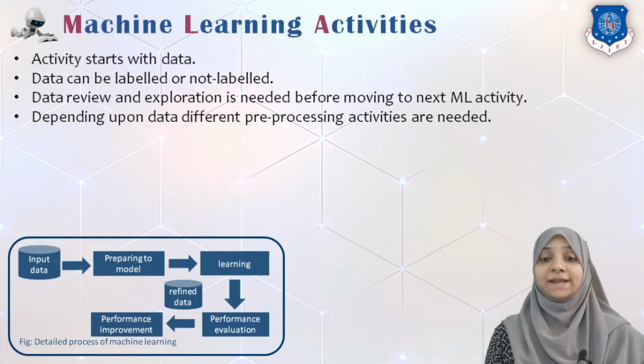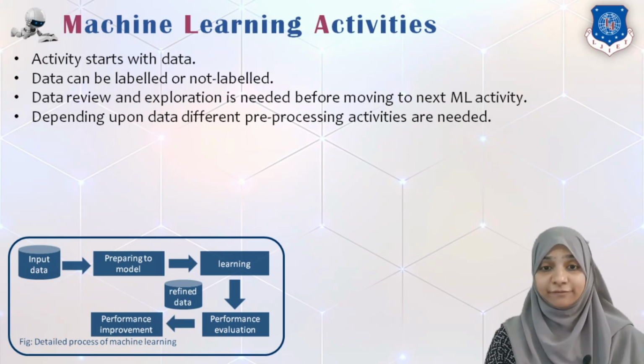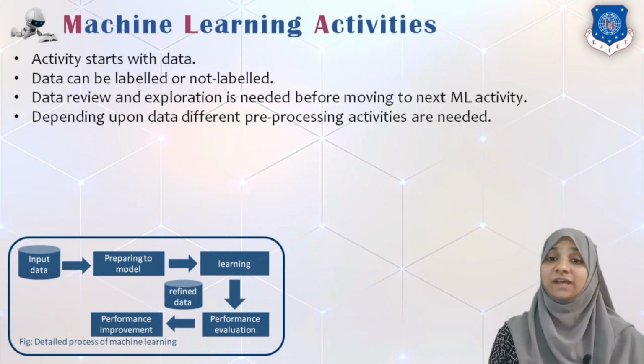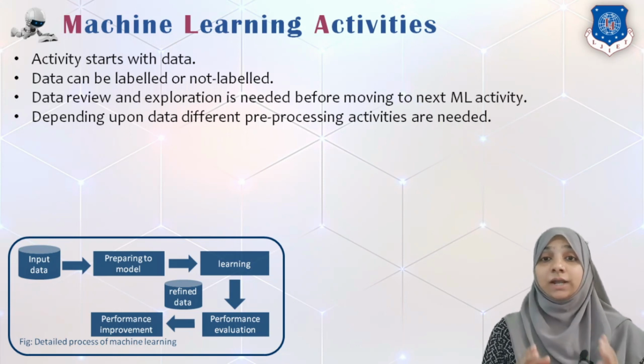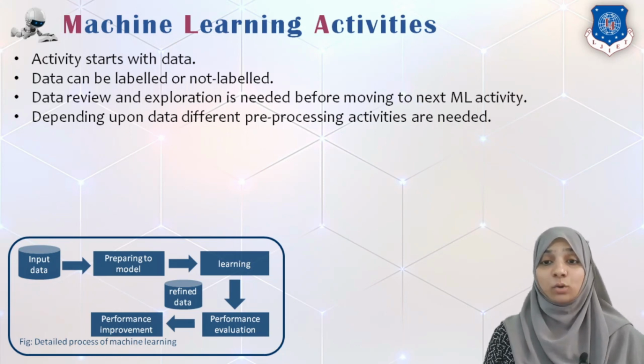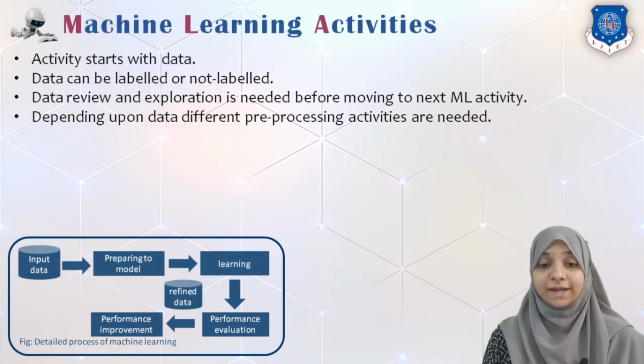This data cannot be directly fed to the machine learning model. That's why we prepare data first. That means data review and exploration is needed before moving to the machine learning activity. Depending upon the type and quality of data, we need to carry out different pre-processing activities. Now, what are these pre-processing activities and how do we handle different categories of data? That's why we first need to understand the different categories of data, how we measure the quality of data, and how to handle different types of data.